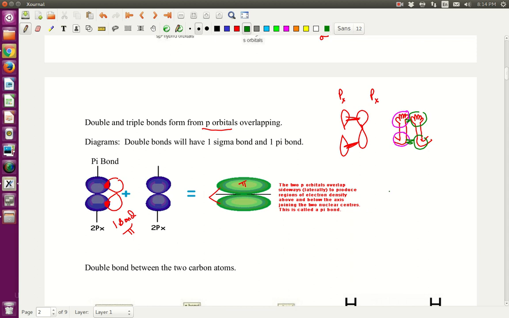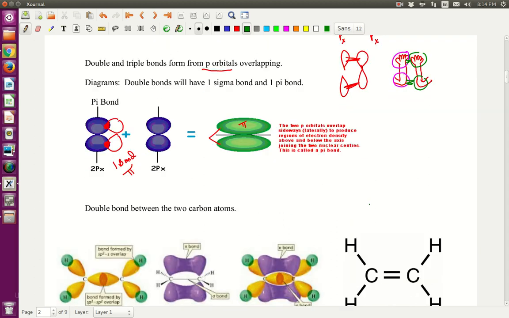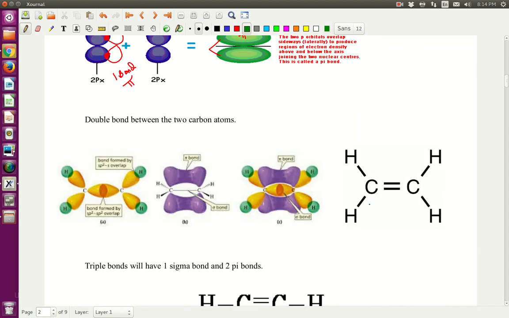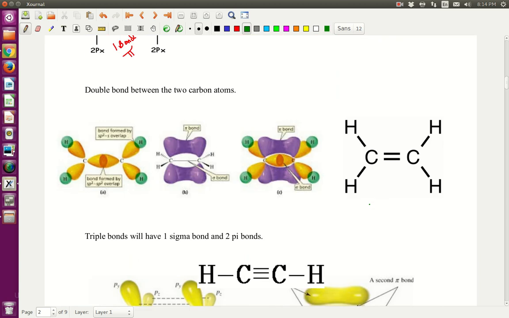So a double bond would have a sigma and a pi. So I'd say single, sigma; double, sigma pi. And so we'll do this little cheer together, and I'll make you all stand up. It'll be so much fun. All right, double bond between two carbon atoms.